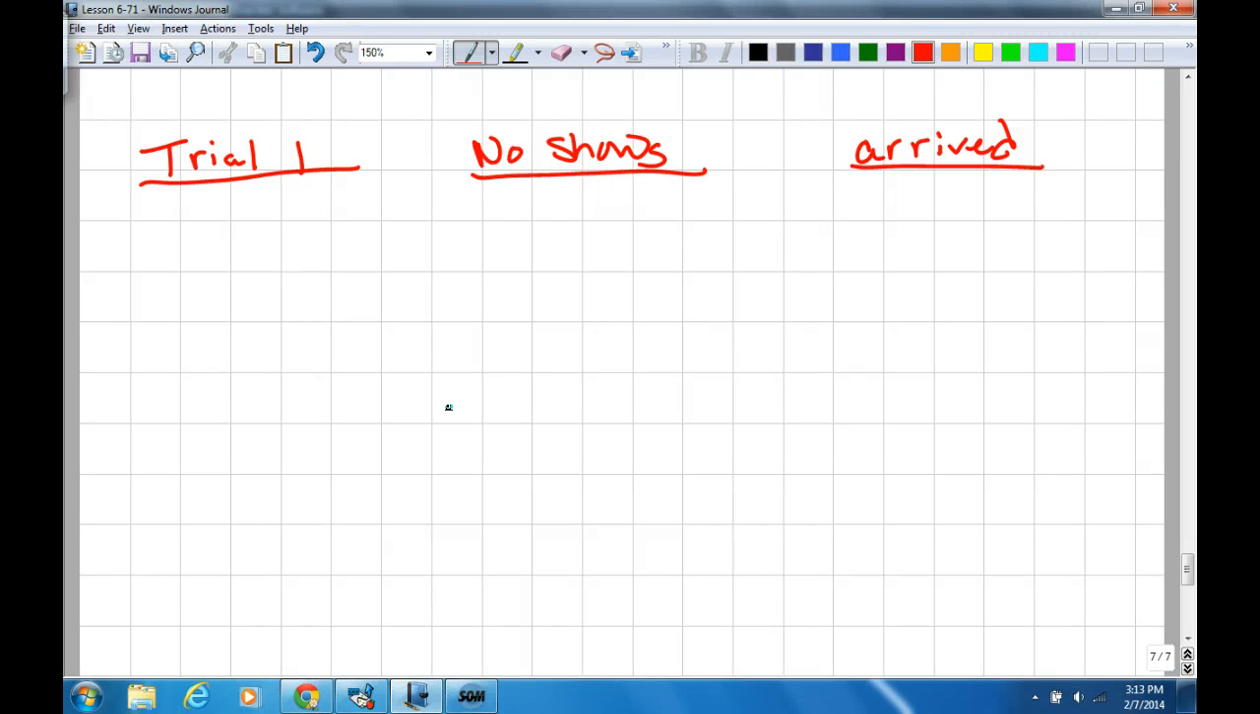Okay, so if we were to continue along that frame of mind, for the first trial, we had one no-show, so that means 23 people arrived. For the second trial, we had one no-show, still, once again, 23 arrived. On the third trial, we had 4 no-shows, and only 20 arrived.